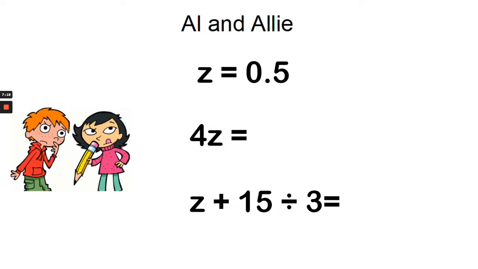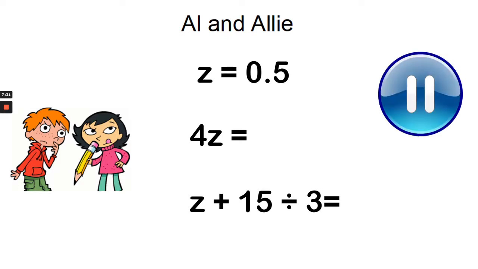All right, we're staying with Al and Ali, but this time their value is a decimal. When you see Z, it has a value of 0.5. When you see Z, it has a value of half. Pause your video and have a go.